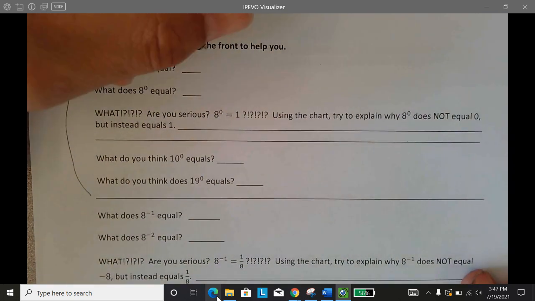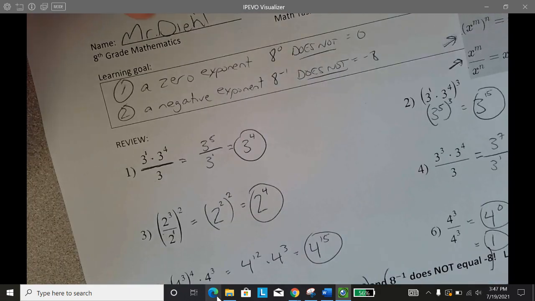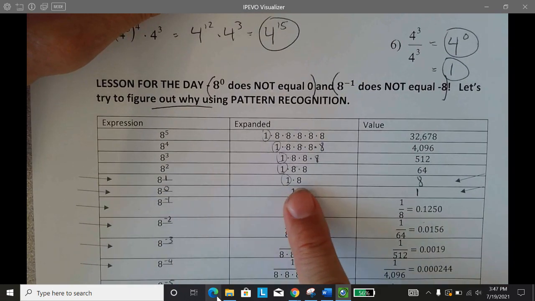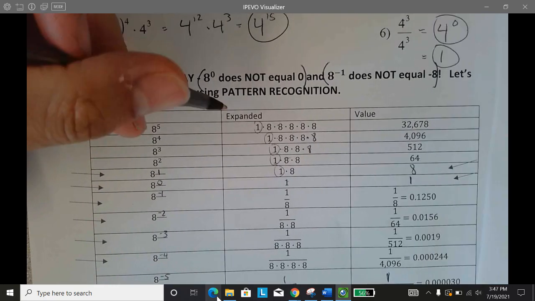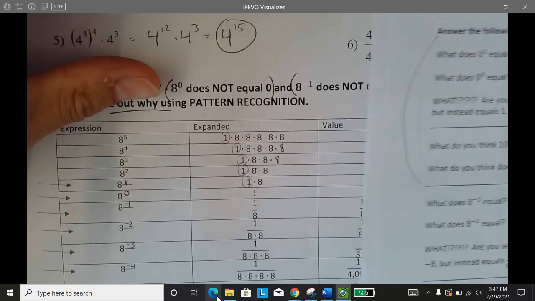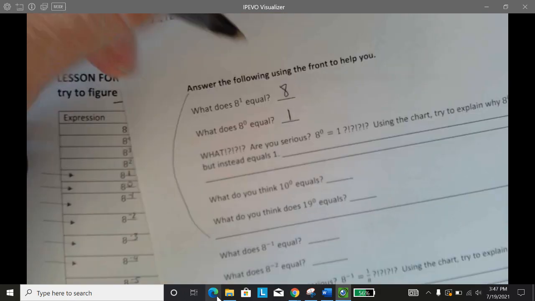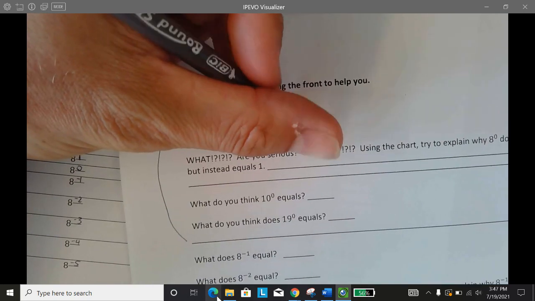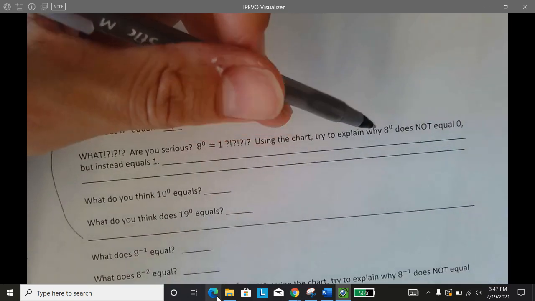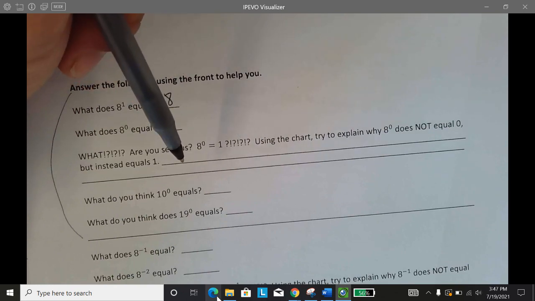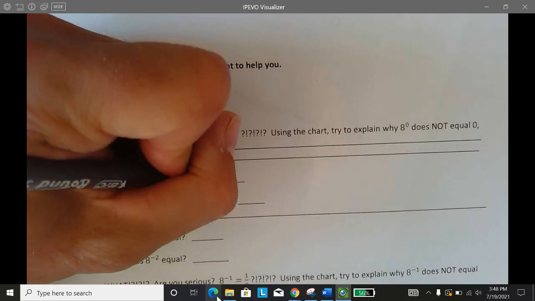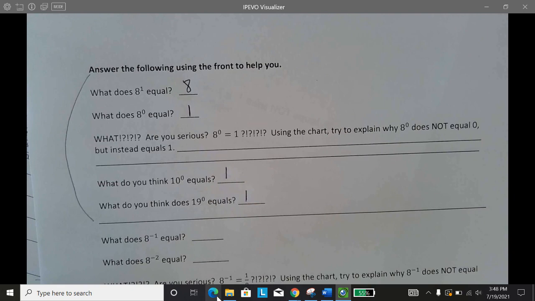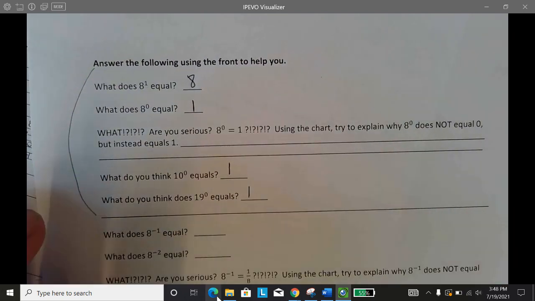All right. So what does 8 to the 1st equal? Well, if I go back, 8 to the 1st power means 1 times 8, or just 8. Whereas 8 to the 0 power looks like it's 1. What? Are you serious? 8 to the 0 is 1? Why do you think 8 to the 0 does not equal 0, but instead equals 1? Tell me what you think. I'm interested in your reasoning here. What do you think 10 to the 0 equals? What do you think 19 to the 0 equals? Well, they're going to be 1 too. See if that can help you with this question up here.